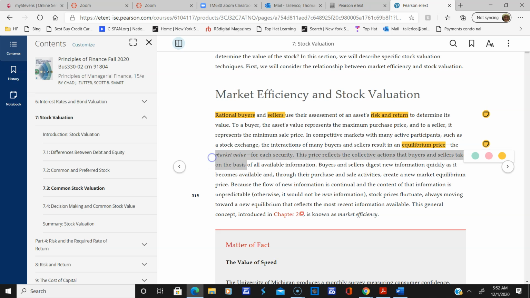Okay, so hold on. Why did it? I don't want to do that. So it's the market value. I'll highlight that. Okay.